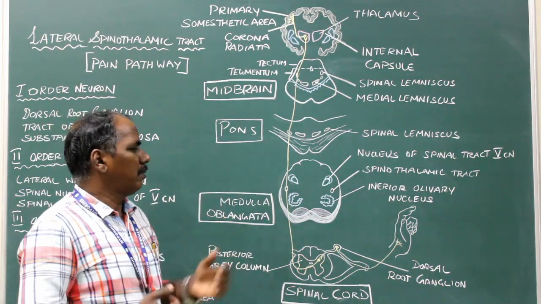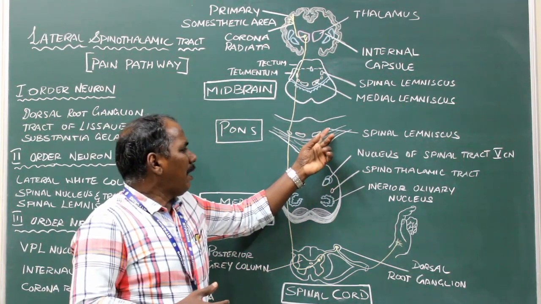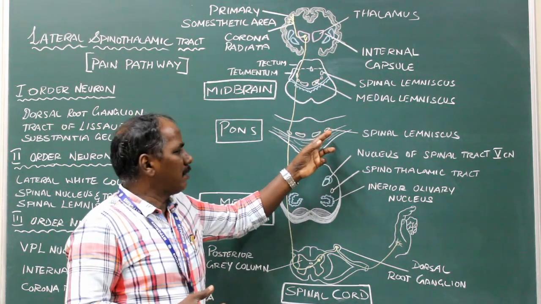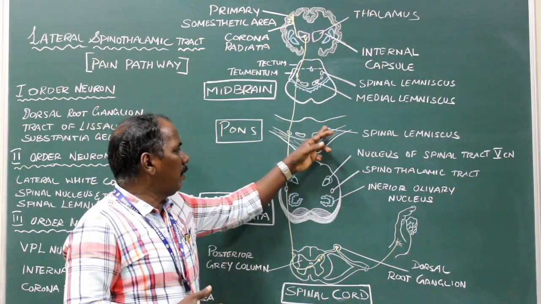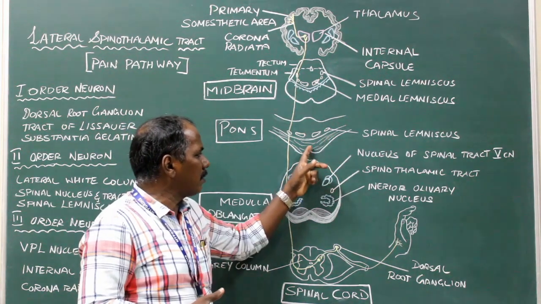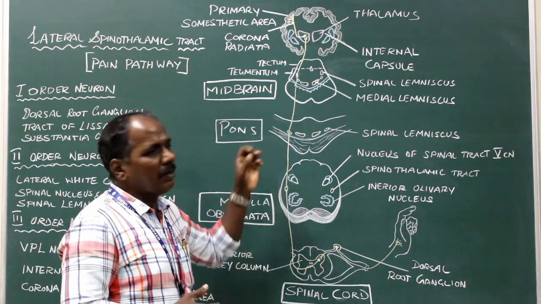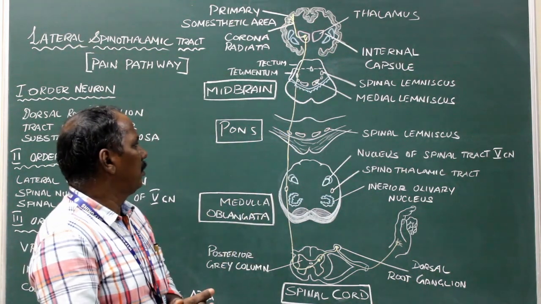In the pons, it lies in the posterior part of the pons. So this is the posterior part of the pons, this is the anterior part of the pons. So you can see the spinal lemniscus here. So it ascends in the posterior part of the pons.